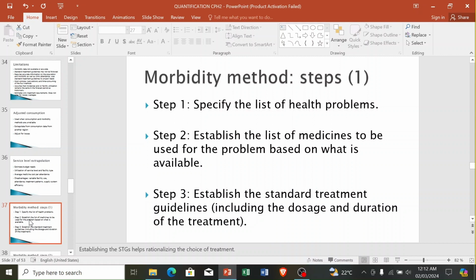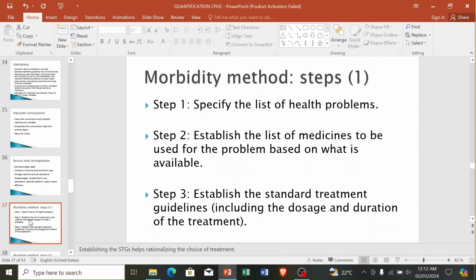And then establish the list of medicines to be used for the problem based on what is available. If it is malaria, you need antimalarials. If it is COVID-19, you need vaccines, or you need immune boosters like vitamin C and the rest. And we also had other medicines we used like Covidex. So you list it out. After you know the problem, list the medicines that manage the problem.